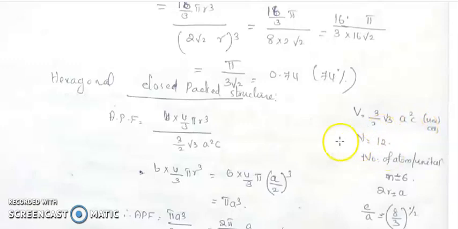So the nearest neighbor distance you can find here. The coordination number n is equal to 12. The number of atoms per unit cell, n is equal to 6 here. How can you find the number of atoms per unit cell? 6 corners are there, and per unit cell we have 6 atoms. Each side length of the hexagon, 2r, will be equal to a, since 6 atoms are at the corners of a regular hexagon.